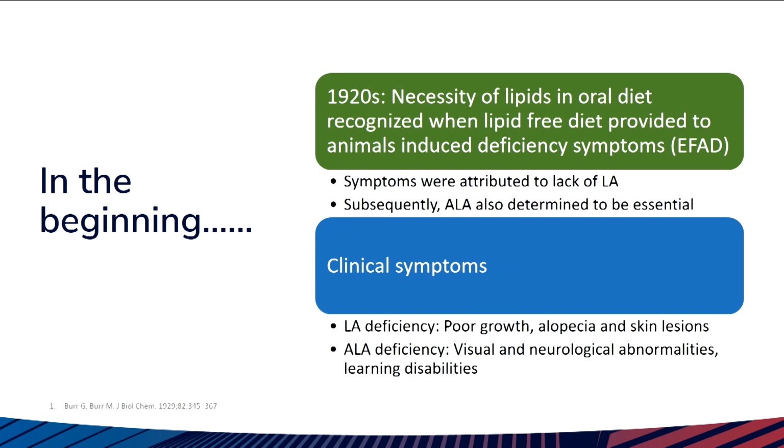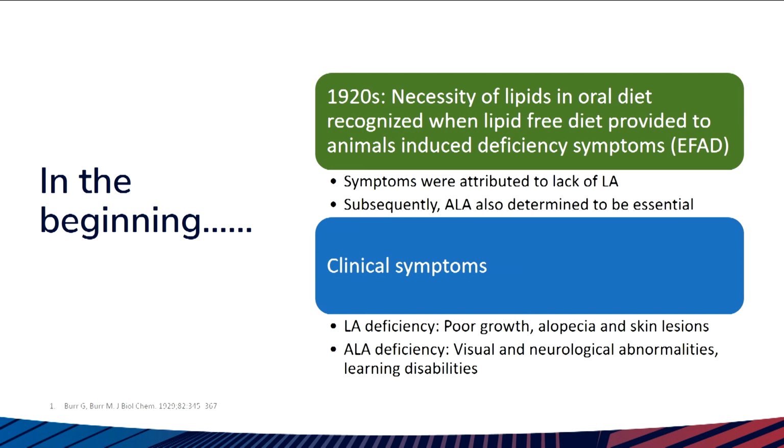Clinical symptoms, usually with LA deficiency, that's where you'll see the skin manifestations, poor growth, but with ALA deficiency, you'll start to see visual and neurologic abnormalities. Sometimes in kids that are deficient for a long time, you can see learning disabilities.